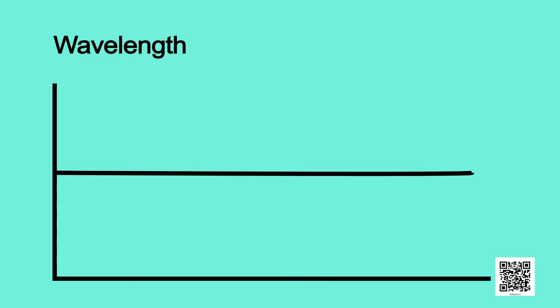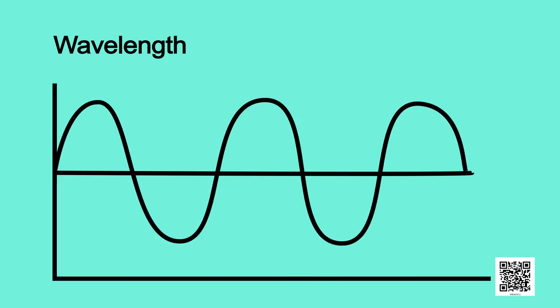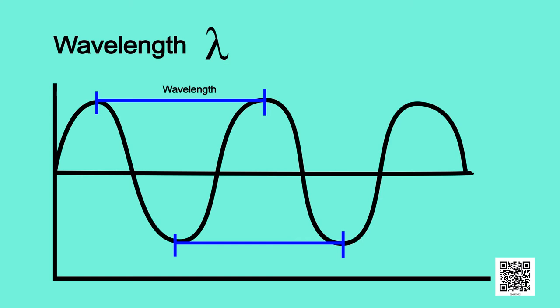The distance between two consecutive compressions or two consecutive rarefactions is called the wavelength. The wavelength is usually represented by lambda. Its SI unit is meter.